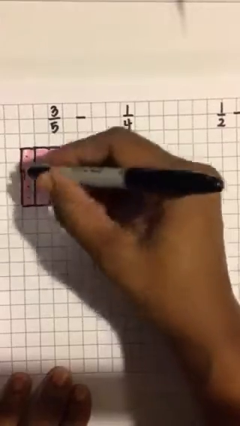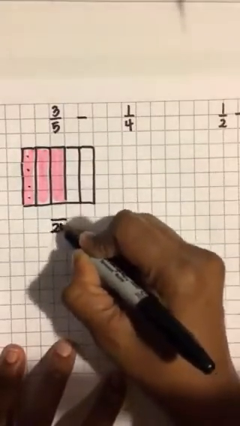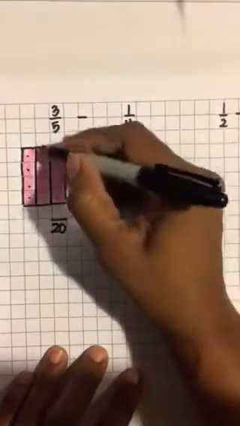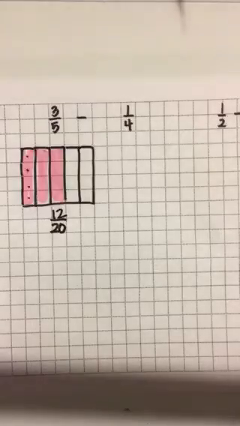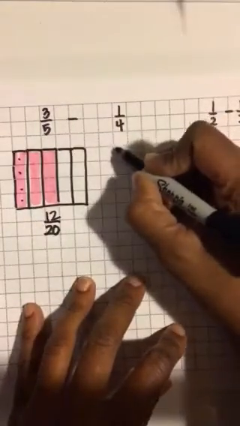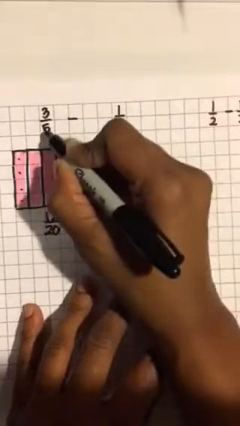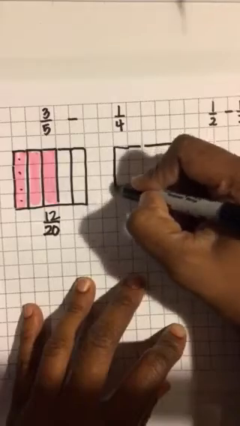1, 2, 3, 4. 4, 8, 12, 16, 20 for my whole. And then 4, 8, 12 for the shaded part. So 3/5 is equivalent to 12/20. And then I'm going to model 1/4. I'm going to make a 5x4 grid. 1, 2, 3, 4, 5. 1, 2, 3, 4.